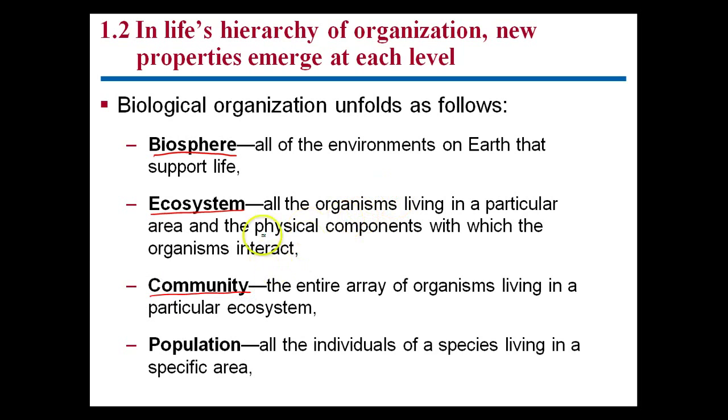So the only difference between community and ecosystem is really the physical components. That's what you start seeing in an ecosystem: your non-living parts. A community is a whole bunch of different types of organisms. A population is one specific type of species. So here you go: species, array of organisms, bring in the non-living components, and then all of it.